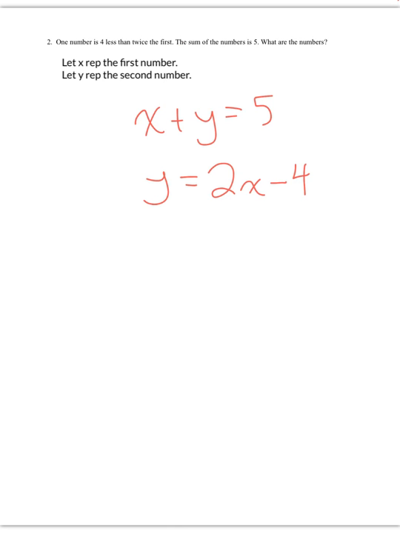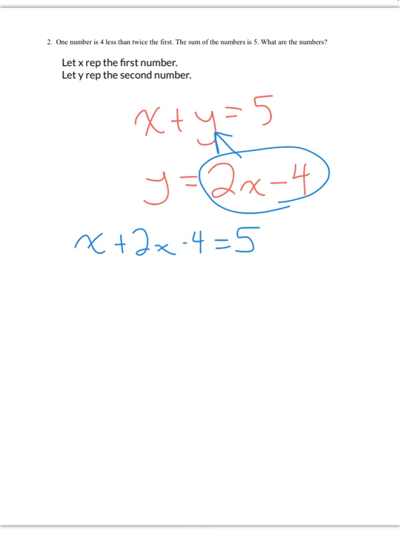Here again, you can use substitution or elimination. I would recommend using substitution because you already have y equals. So you're going to throw 2x minus 4 in for y, and you're going to get x plus 2x minus 4 equals 5. You're going to get 3x equals 9 when you join these two and move the negative 4 over to the other side. Divide both sides by 3.